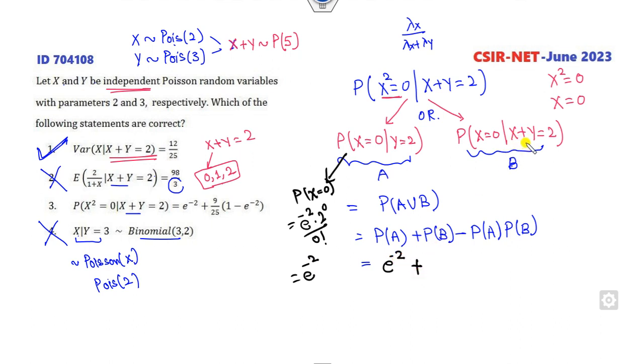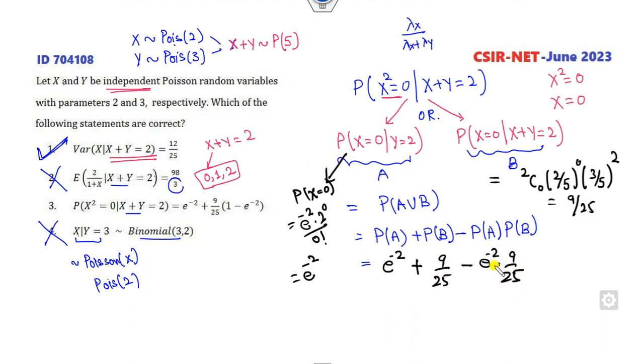Plus, what is the answer of this? This is the binomial. So it is nCx, probability p is 2 by 5, q is 3 over 5 to the power 2. So the answer is 9 over 25. So it's 9 over 25 minus e raised to power minus 2 times 9 over 25. So if you take 9 by 25 common from here, you will get this as the correct answer. So the right answers are the first and third. Remember, there are two cases: one where they are independent, and the other where they are not independent, because of this x square. So the right answer is the first and the third.